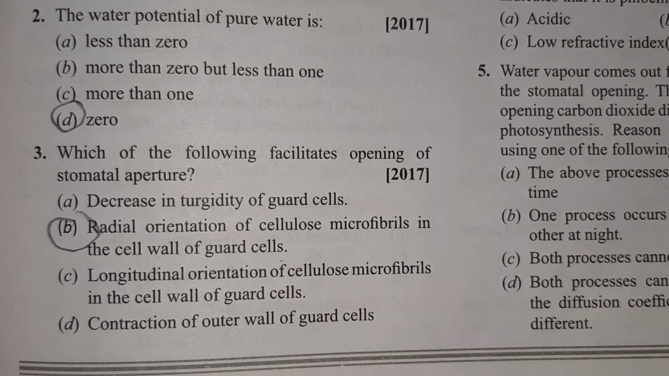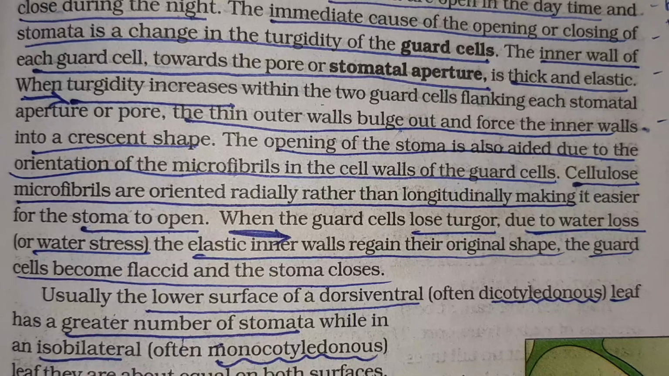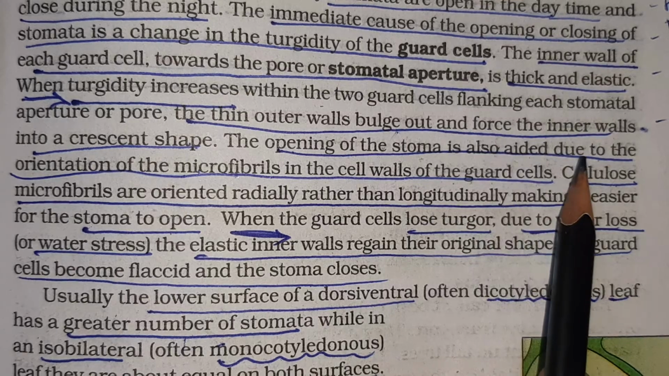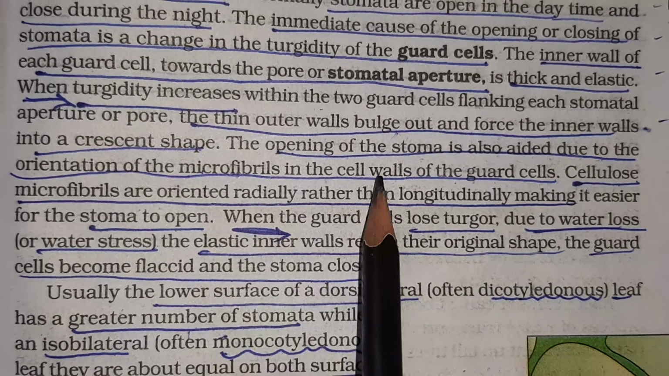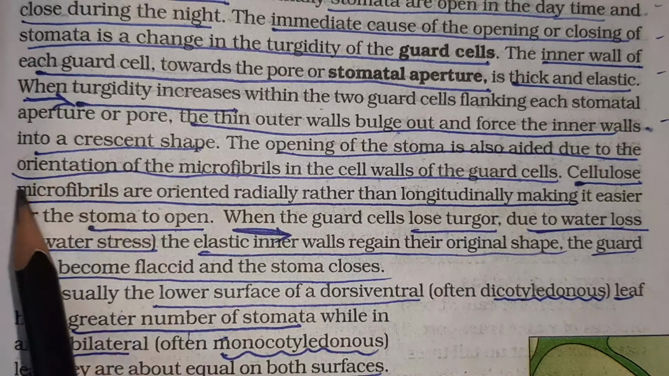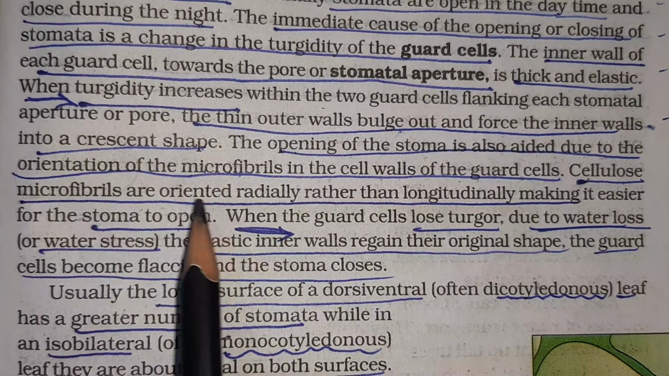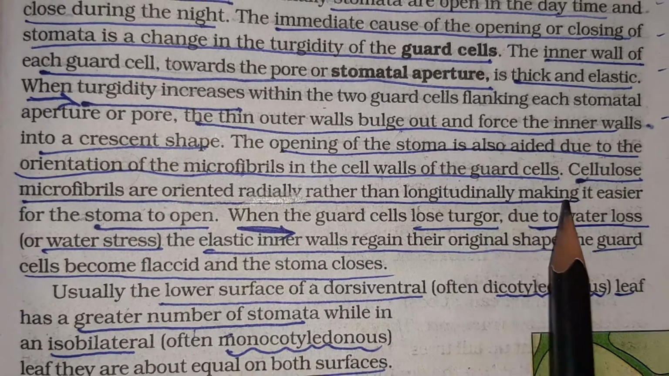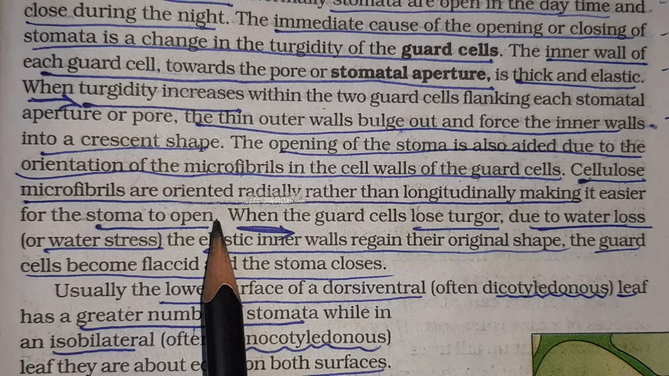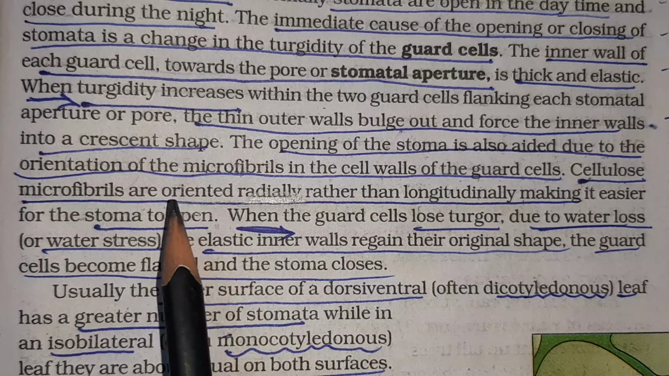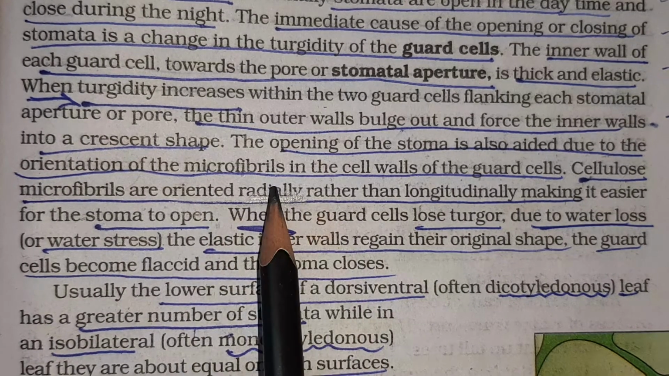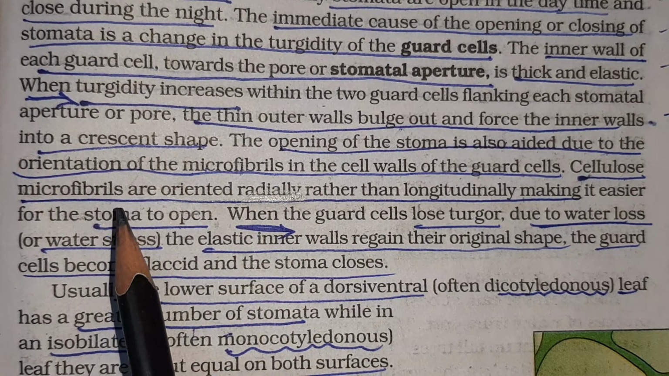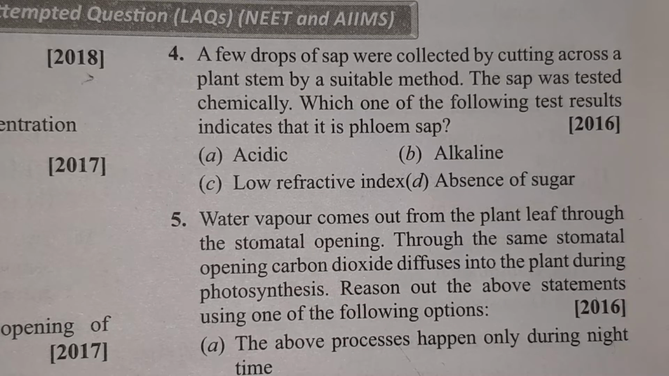This is also given in NCERT. Let us look. On page number 187, you can see the opening of the stoma is also aided due to orientation of the microfibrils in the cell wall of the guard cell. Now, how is this orientation? Cellulose microfibrils are oriented radially. This is the keyword, rather than longitudinal, making it easier for the stoma to open. So these lines clearly say the answer is radial arrangement of cellulose microfibrils. The option is B.